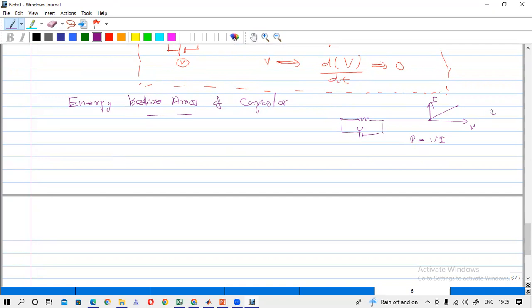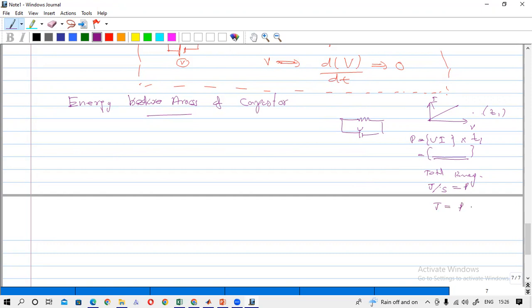If you want to find the energy at some time, let's say at time t1, from 0 to t1, this is the power, and if you multiply it with the time, you can get the total energy. Power is defined as energy per 1 second. So if you divide energy by time, you get power.